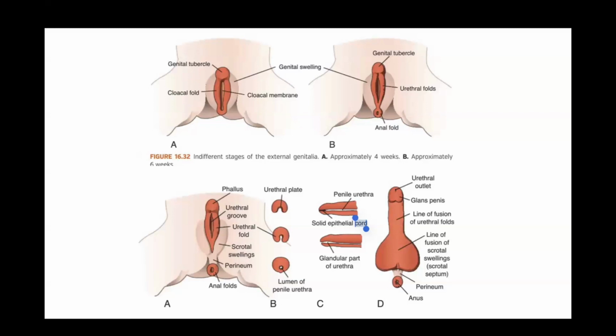Instead, around the fourth month of development, an ectodermal inwards migration of cells is going to result in the formation of the external urethral meatus. Meanwhile, the scrotal swellings are going to arise from the genital swellings that we see in the indifferent external genitalia.